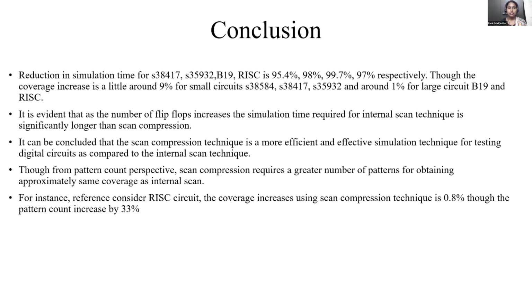For a larger design like RISC, it is 97%. While if we see the coverage increase, it's nearly 9% for smaller devices and 1% for larger devices. So we can summarize it like this: when we make an industrial design, it is going to be a big design and optimized as well. So we get not much of a coverage difference between internal scan and scan compression, though scan compression is at the upper end, but it's usually only between 1 to 2%.